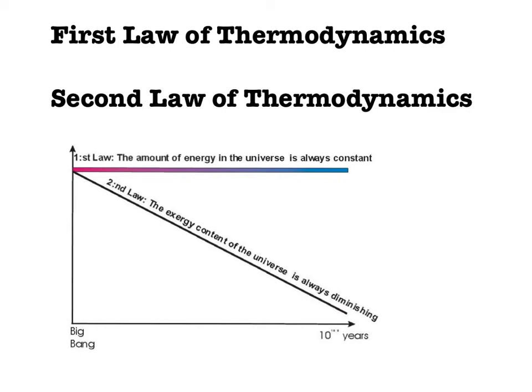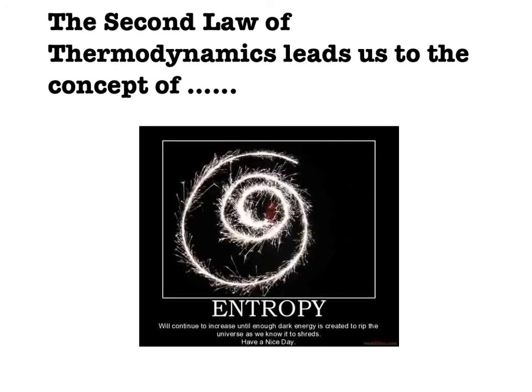So we'll move on and try to relate this to biology. I don't want to go into the realm of physics too much, but we do kind of have to touch on a little bit of biophysics here and a little bit of biochemistry in order to understand what happens to energy in our cells. So the second law of thermodynamics leads us to a very strange concept. And this concept is called entropy.